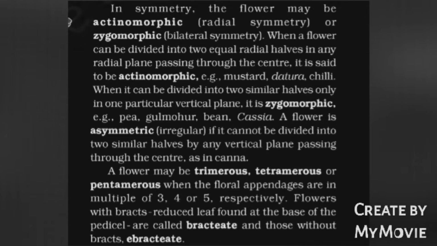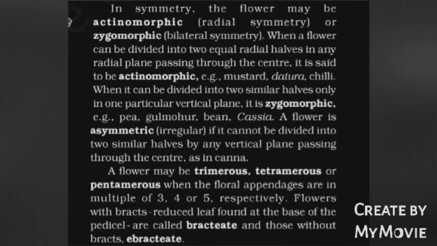When a flower can be divided into two equal radial halves in any radial plane passing through the center, it is said to be actinomorphic. Example: mustard, datura, chili. When it can be divided into two similar halves only in one particular vertical plane, it is zygomorphic. Example: pea, gulmohar, bean, cassia. A flower is asymmetric or irregular if it cannot be divided into two similar halves by any vertical plane passing through the center, as in kanna.